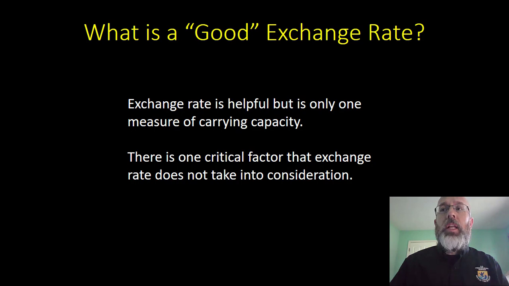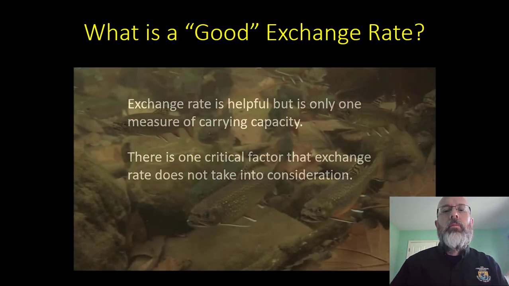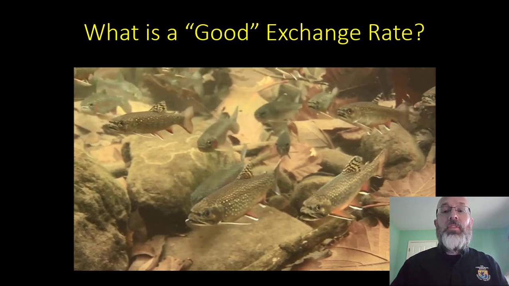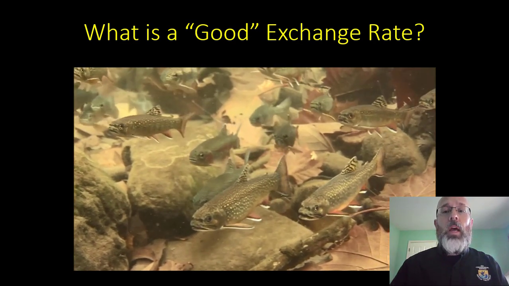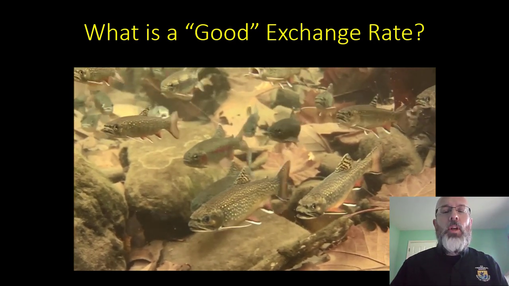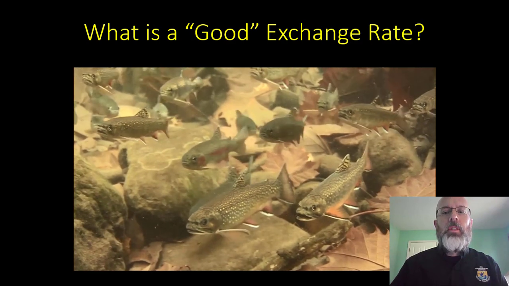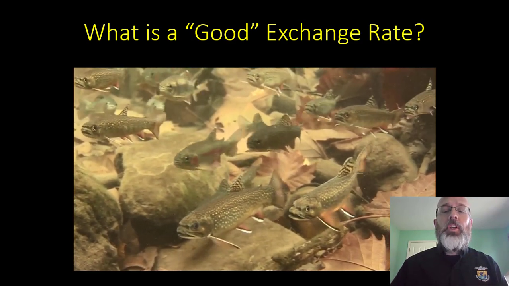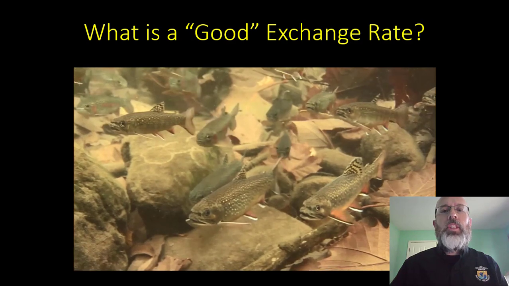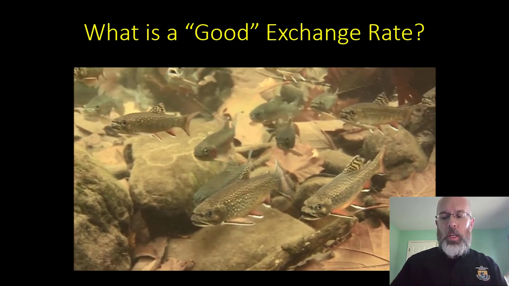As we mentioned, we had density index and flow index in our previous videos. And there is one critical factor that the exchange rate does not take into consideration. I wonder if anybody can figure out what that is. That's right, it's the fish. You have flow rate and volume, but you have no specifics about the fish. So if you want to include fish in your equation, you're going to have to switch to density index or flow index.